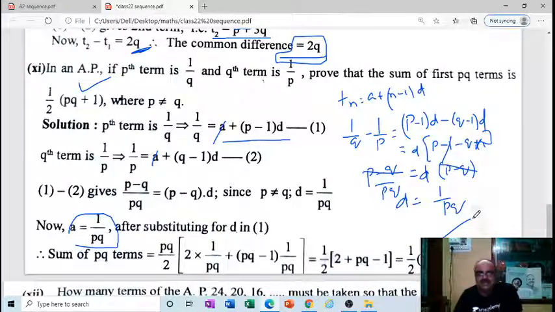Now, they have said to find the sum of pq terms. Now, the sum is again n by 2, and you must know the sum of pq terms. When I say Sn, it is the sum of the first n terms: sum of the first 10 terms, 15 terms. When you say n, that is what you are speaking about. And that calculation needs to be noted.